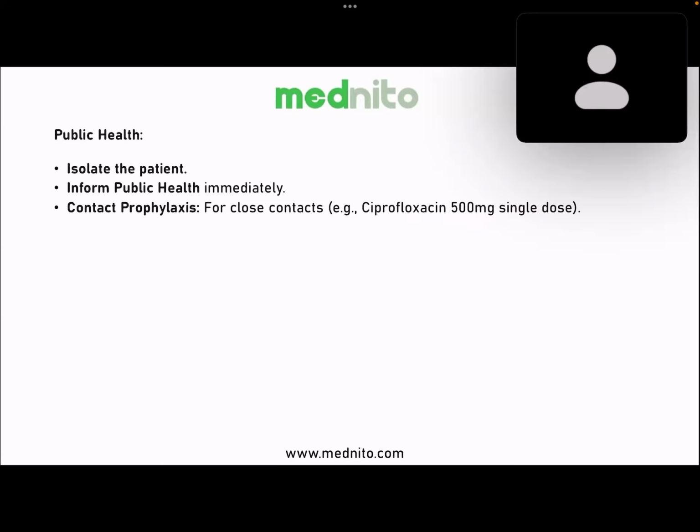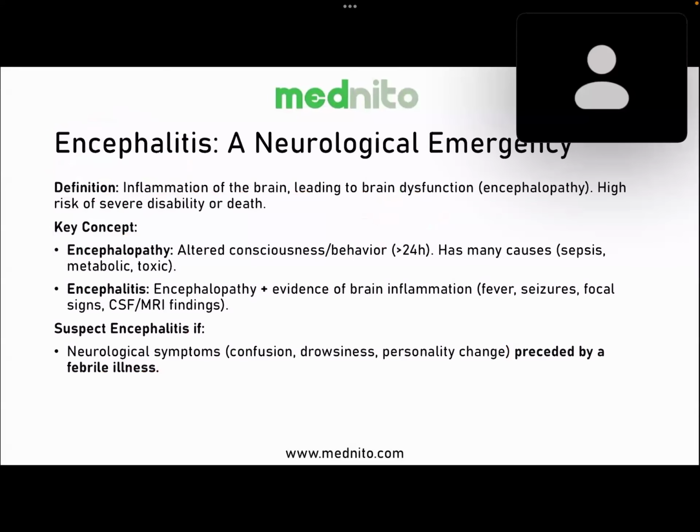What is the most important thing? Public health needs to be identified. Isolate the patient and inform public health immediately. A recently asked question is prophylaxis of meningitis. What do you need to do? It is ciprofloxacin that needs to be considered. Sometimes rifampicin can also be used. All right.